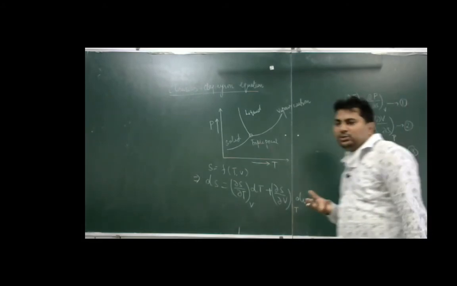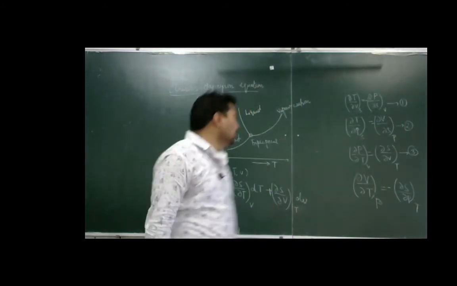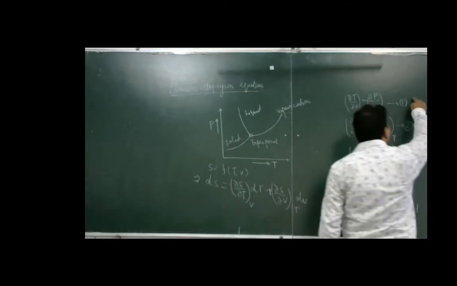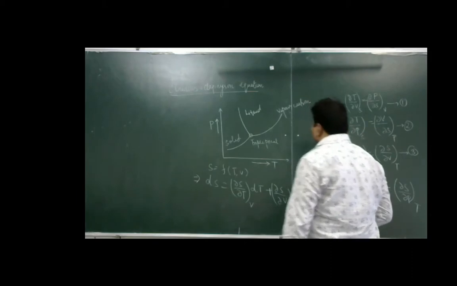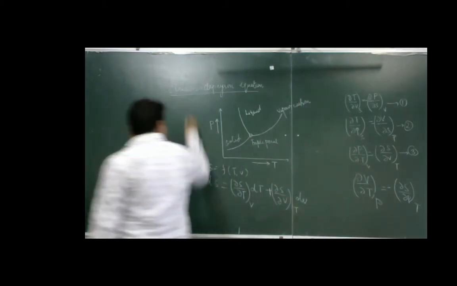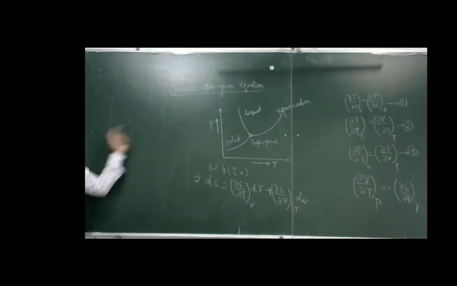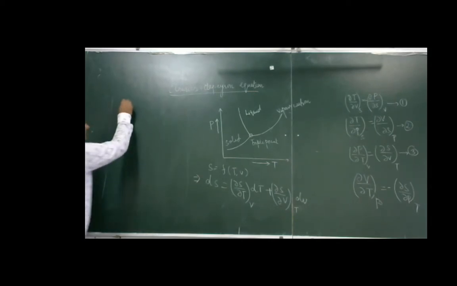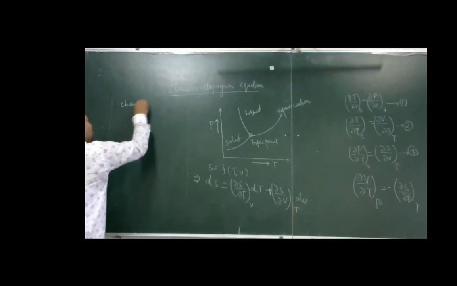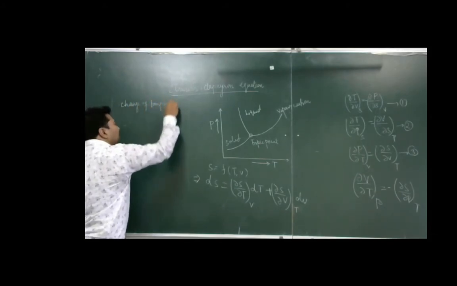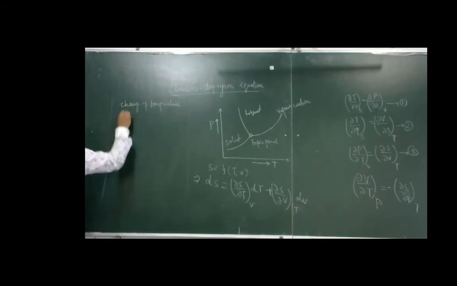When there is no change of temperature, we can write here that the application of these Maxwell relations we will use ahead, so we can write this equation here. Suppose that the change of temperature dT is equal to 0.